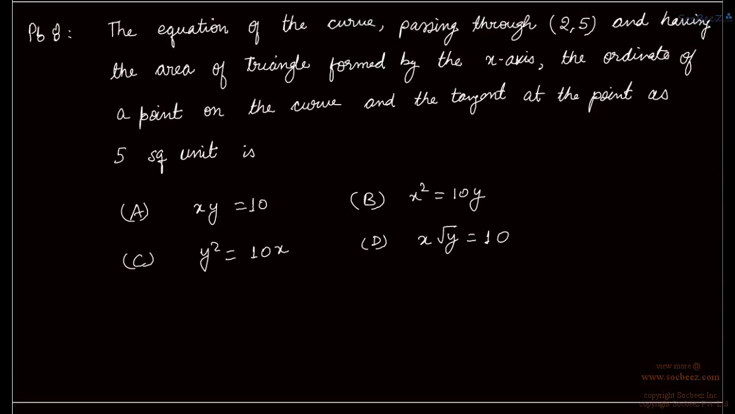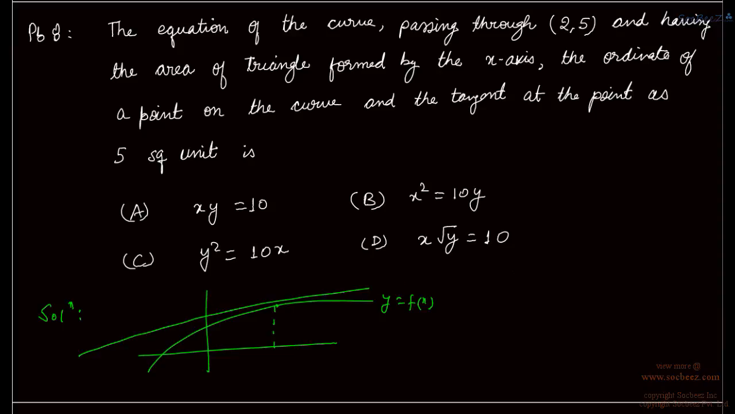The equation of the curve passing through (2, 5) and having the area of triangle formed by x-axis, the ordinate of a point on the curve and the tangent at that point as 5 square unit. Okay. So let us have a curve y is equal to f(x). At point A we have a tangent, say this is a tangent at point A, and here it cuts the x-axis.